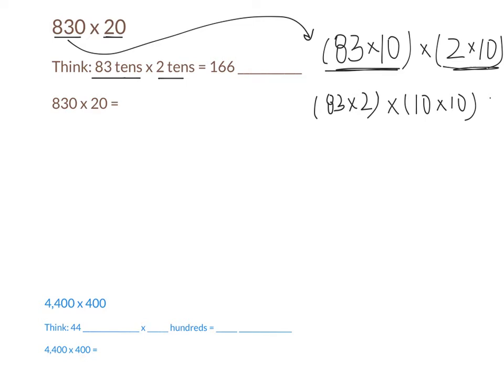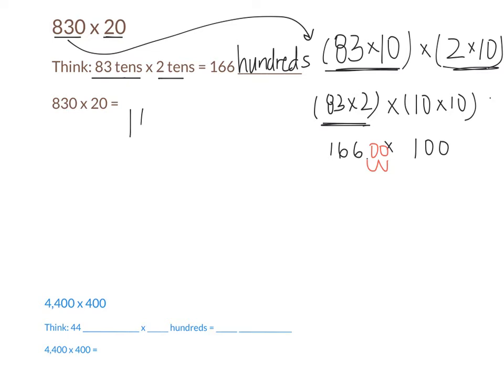Okay, the book already told us that 83 times 2 is 166. And 10 times 10 is what? 100. So 83 tens times 2 tens is 166 hundreds. Make sure you write the words in your notebook. Is it hundredths or hundreds? Hundreds. Good. Okay, if I'm going to multiply 166 times 100, how does the decimal point move? To the right. 2 spaces to the right. That's the same as adding how many zeros? 2. Okay, so therefore 830 times 20 is?